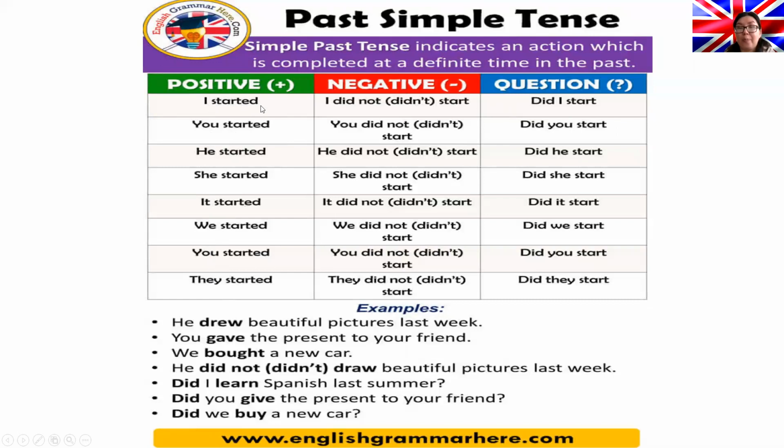Started. The verb 1, regular verb. I started, you started, he started, she started, it started, we started, you started, they started. Negative: I did not or didn't start, you didn't start, he didn't start, she didn't start, it didn't start, we didn't start, you didn't start, they didn't start.